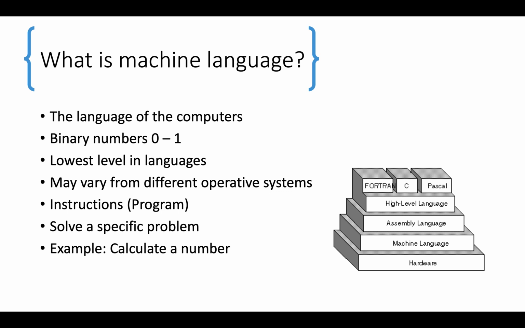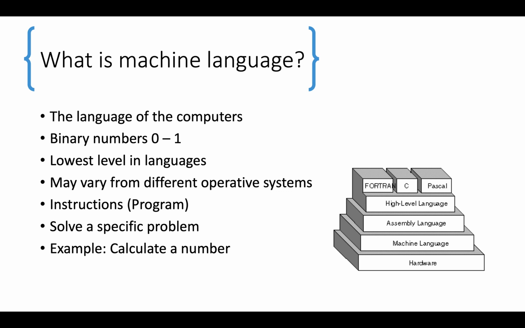In the picture at the bottom right, there's a pyramid which shows machine language is the next step after finishing the hardware of the computer. So, machine language is the lowest level of languages. Each operating system contains a different type of machine code, so the machine code for Microsoft wouldn't have worked on Apple. With these binary numbers, we write instructions to the computer.